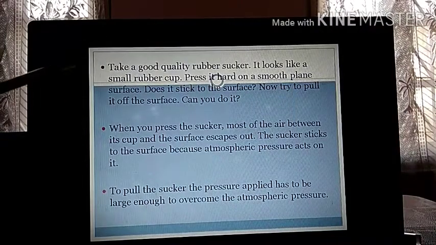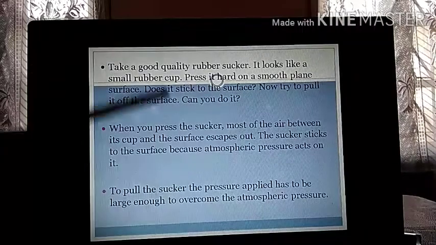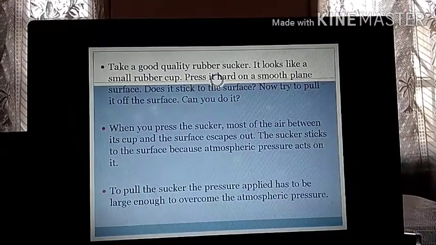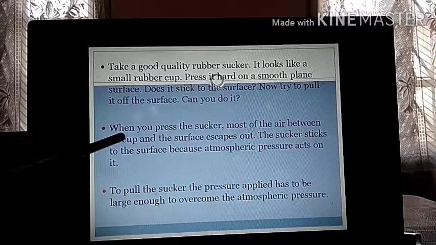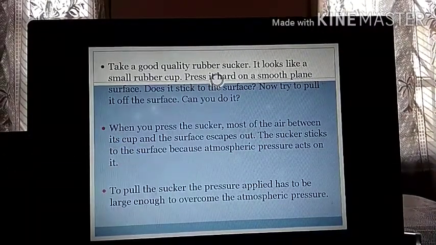Press it hard on a smooth plain surface. Does it stick to the surface? Yes, it will stick. Now try to pull it off the surface. Can you do it? No, you cannot. You try as hard as possible, but very surprisingly you will not be able to do it. When you press the sucker, most of the air between its cup and the surface escapes out, isn't it?